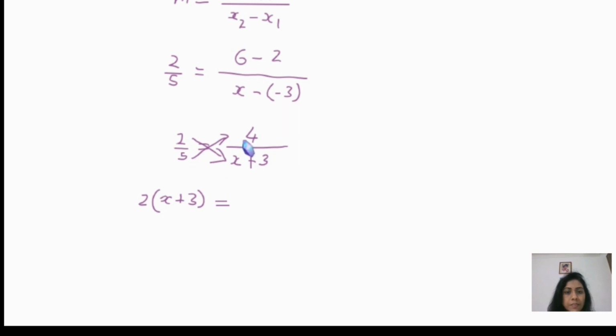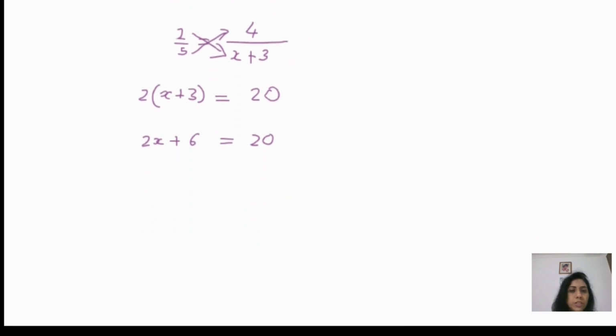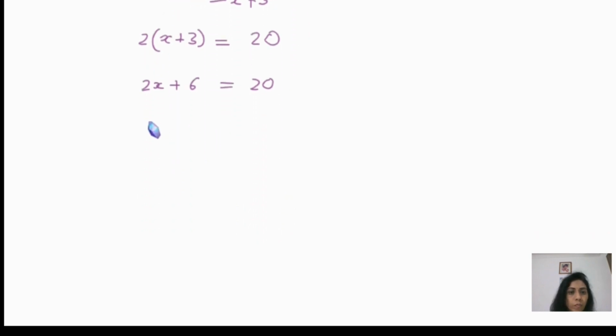Okay. 5 times 4, 20. Okay. Now here you can use the distributive property. 2x plus 2 times 3, 6, equal to 20. So this is a linear equation and we can solve it very easily. Subtract 6 from both sides. So 2x equals 14.